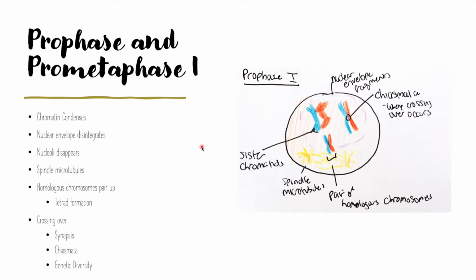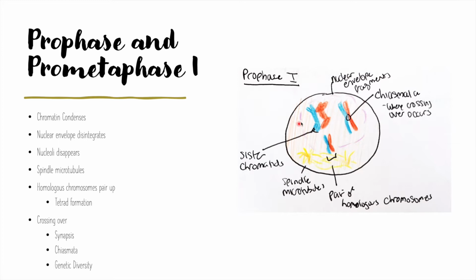In prophase and prometaphase 1, the chromatin condenses into chromosomes composed of two sister chromatids. The nuclear envelope fragments and the nucleoli disappear. The centrioles move apart and microtubules form between them. What is very important to remember about prophase 1 is that crossing over occurs in this stage.